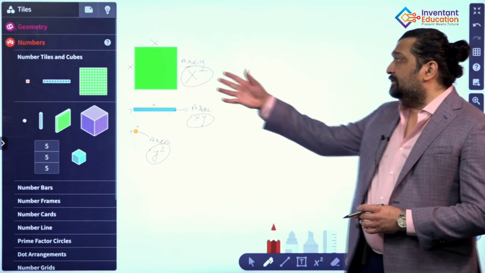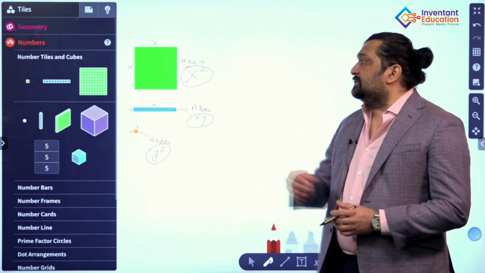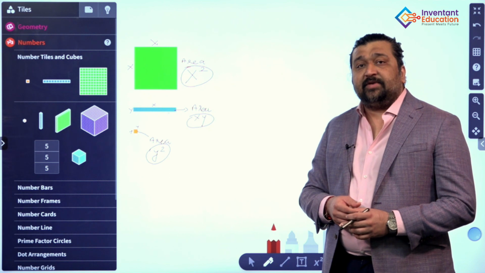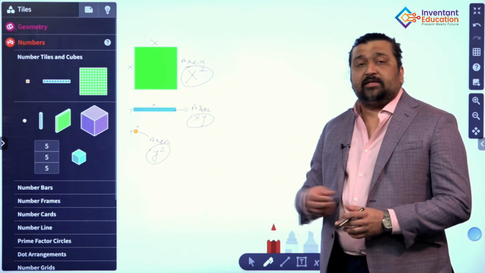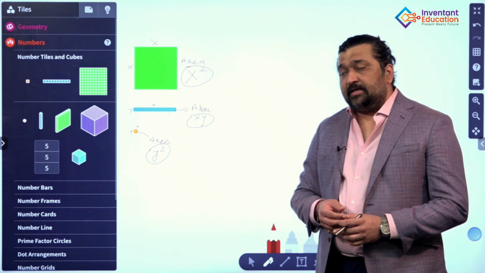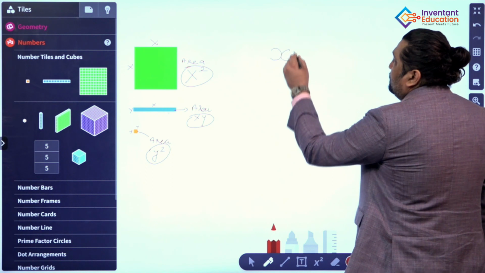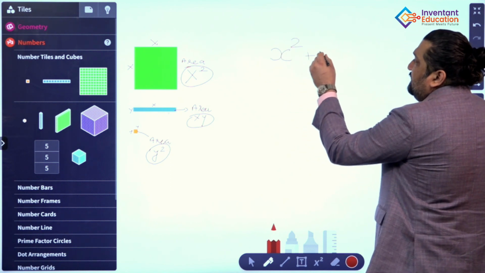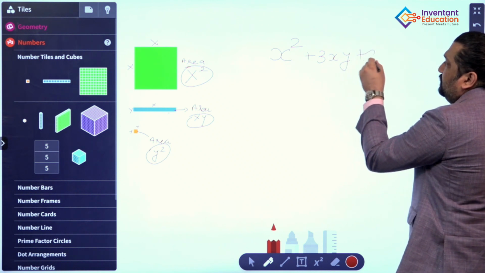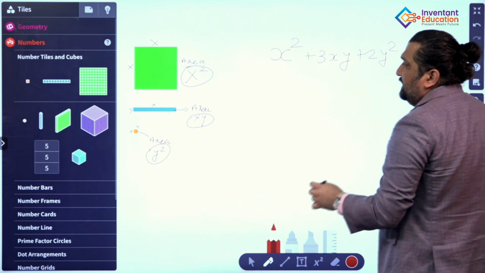Let us consider the same scenario, same manipulatives. A green square whose area is x square, a blue strip whose dimensions are x and y, so the area is xy, and a small yellow square whose area is y square. Now if we want to factorize x square plus 3xy plus 2y square, first I need to gather these manipulatives.